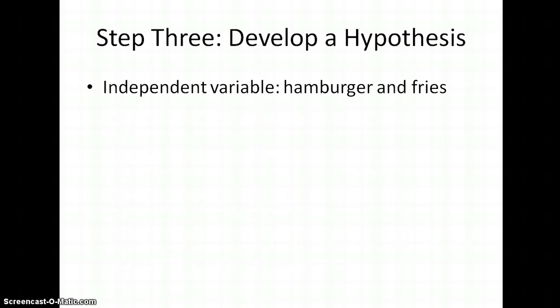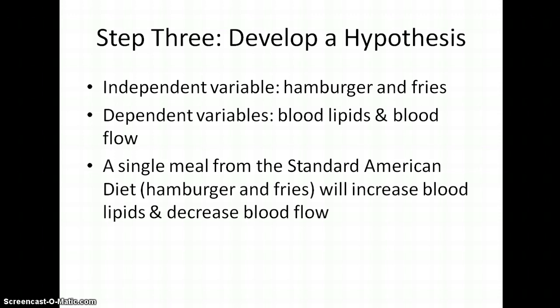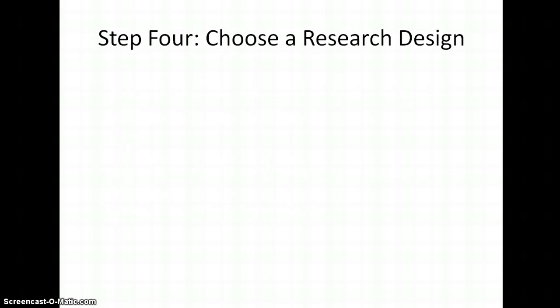The independent variable in my hypothesis: hamburger and fries. Dependent variables: blood lipids and blood flow. A single meal from the standard American diet will increase blood lipids and decrease blood flow. Pretty cool hypothesis, right? Well, now we need to choose a research design.